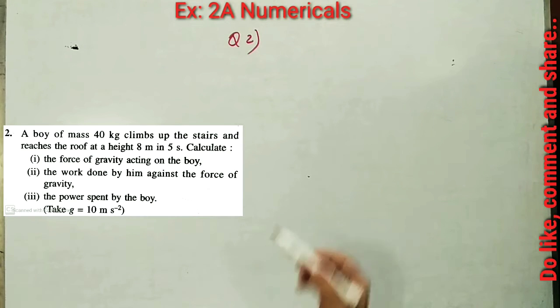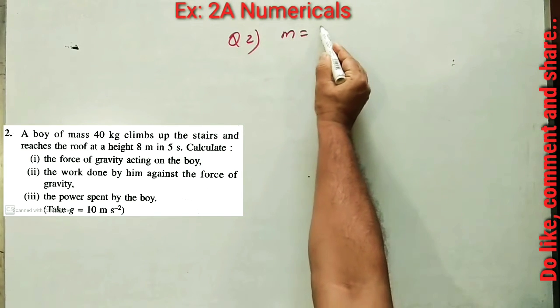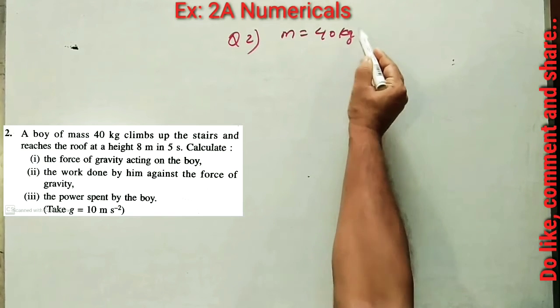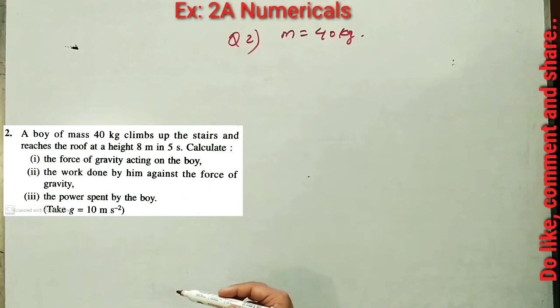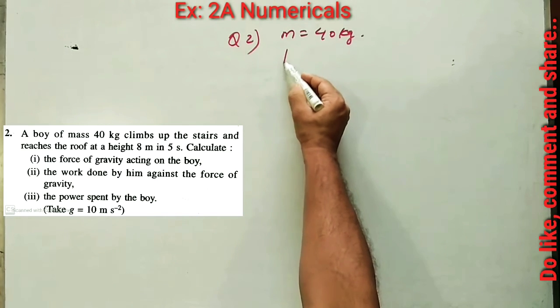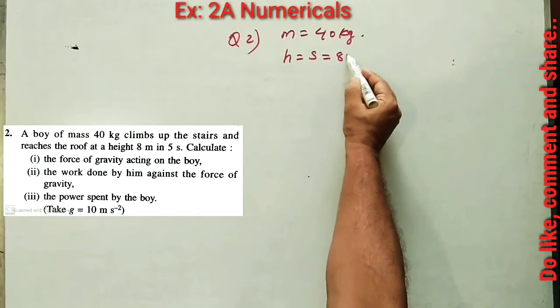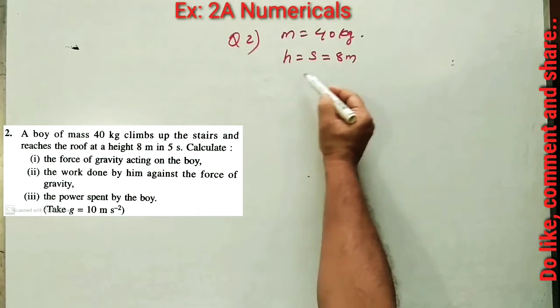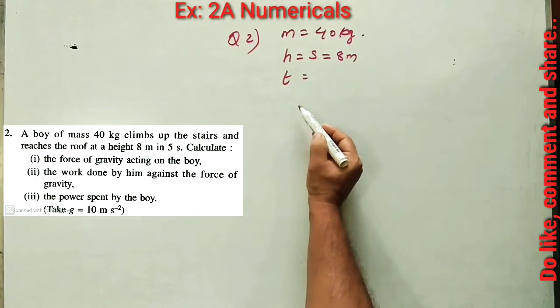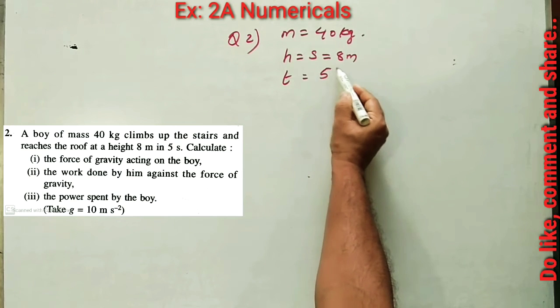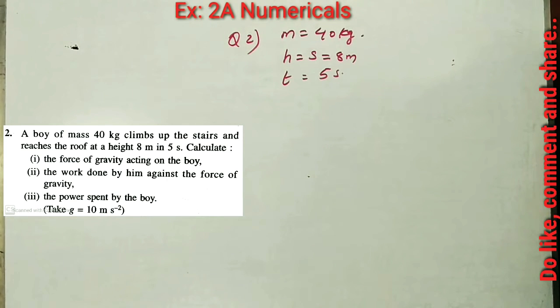A boy of mass 40 kg. So mass is given as 40 kg. Climbs up the stairs and reaches the roof at a height of 8 meter. So the height is equal to the displacement. It's going up, that is 8 meter. What is the time given? Time given is 5 seconds. Okay. Clear? These are the data given.